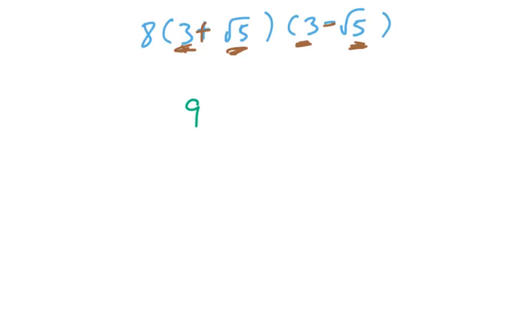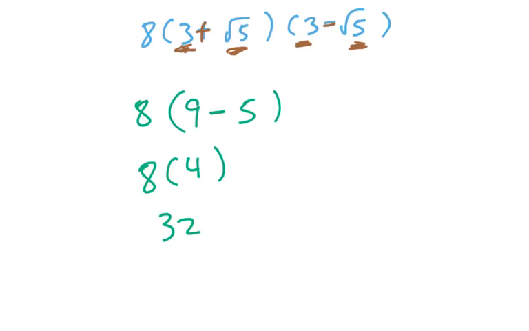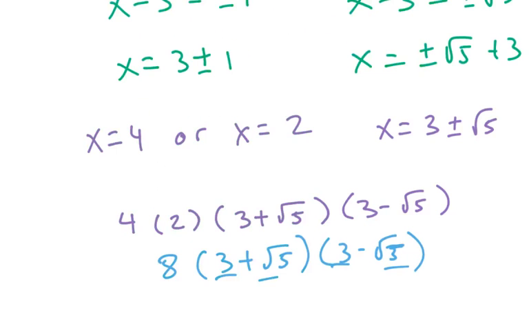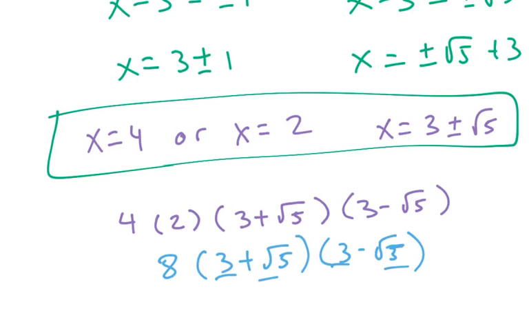So 3 squared is 9, square root of 5 squared is 5. We put a minus sign between them, and I'm left with 8 times 4, which is 32. So the product of my solutions is 32. My solutions are all of these. Again, remember, plus or minus means I actually have two solutions here. So hopefully that makes sense, and I'll see you in the next video.